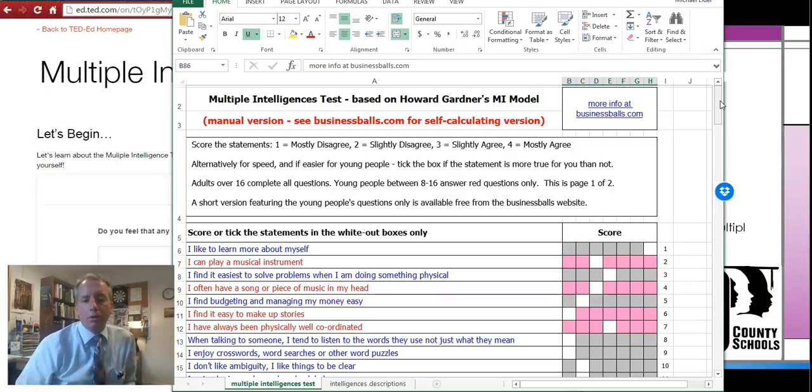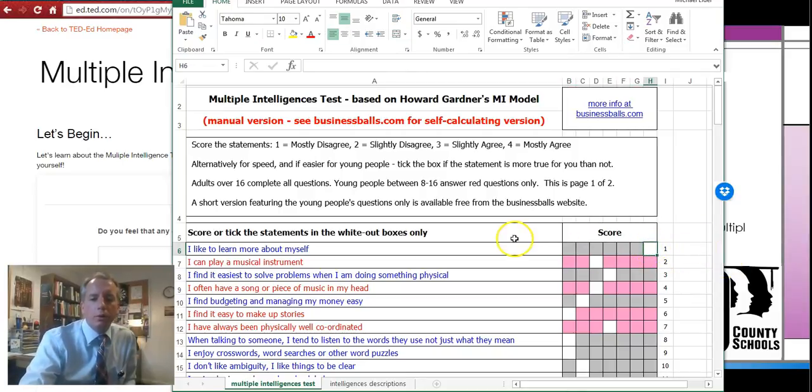I mostly disagree with the statement is a 1, I slightly disagree as a 2, I slightly agree as a 3, and I mostly agree as a 4. So for each statement, you're going to fill in the little white box on that row. So you're going to ignore all the other boxes on that row. So, I like to learn more about myself.